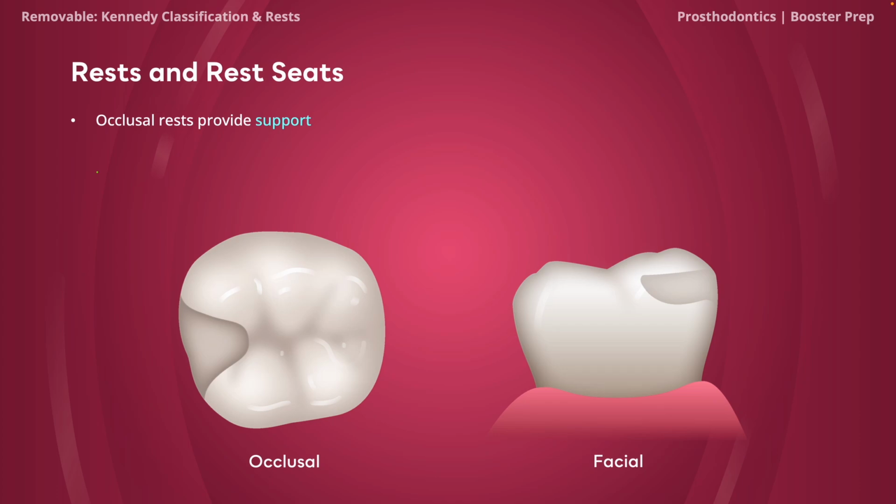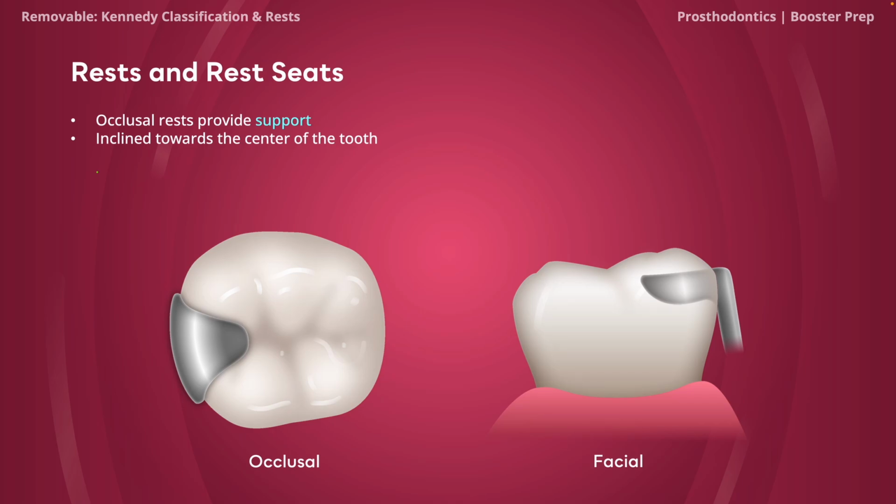Now, you'll want your rest prep to be inclined towards the center of the tooth so that we can direct the forces along the long axis of the tooth. You'll also want your prep to ideally be on a posterior tooth because posterior teeth are larger and stronger, making them better able to take on the load. Now, rest seats can obviously be prepared on canines as well, but posterior teeth are much better suited.